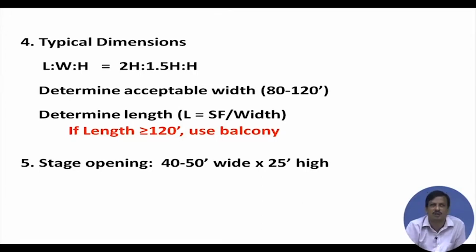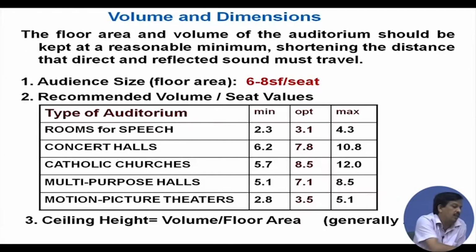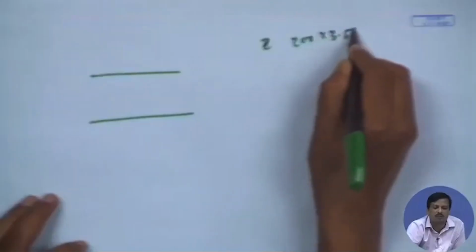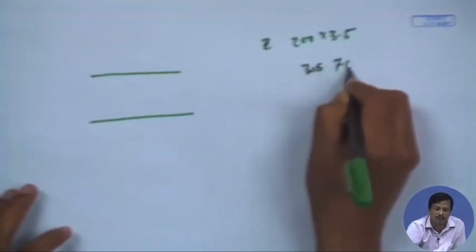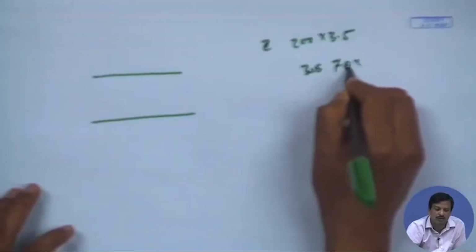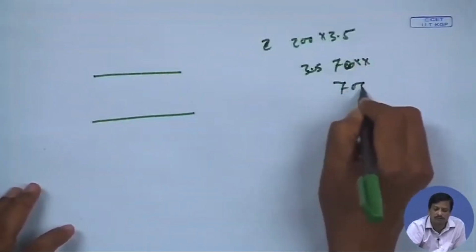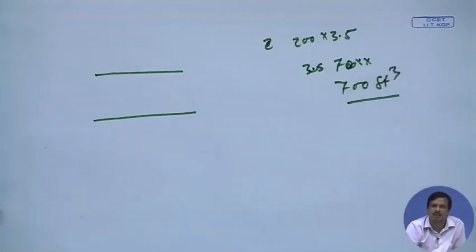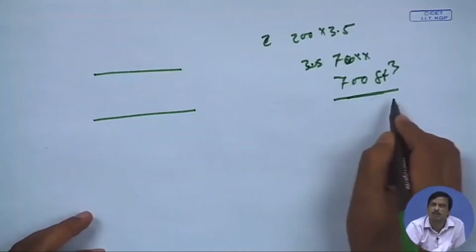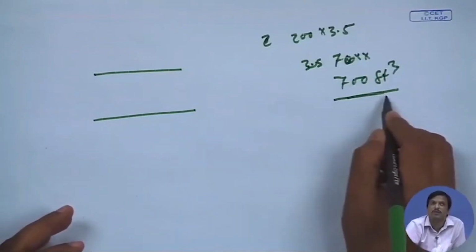So, minimum volume you have to say, I have to design for a 200 capacity auditorium. So, 200 people, if I say picture hall, that means cinema hall, then the optimum value is 3.5. So, 200 into 3.5 is the minimum volume which is required, which is nothing but 700 feet cube, or meter cube, whatever is required. So, this is the minimum volume that is required.